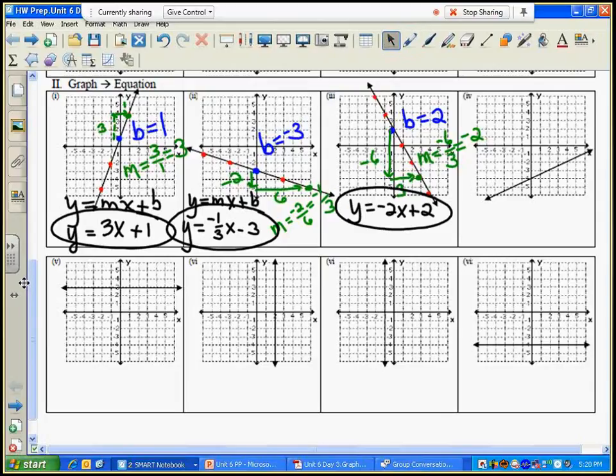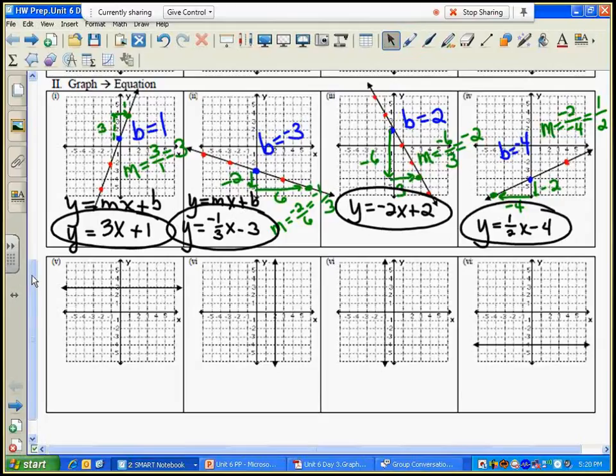Okay. Last one. Starting point is -4. Start to generate some other points here. There's one there. There's one there. Let's say I get crazy and choose this one. That would tell me to go down 2, left 4. So that's -2 over -4. Well, that's going to reduce down to a positive 1/2. So my final equation here will be y equals 1/2 x minus 4.